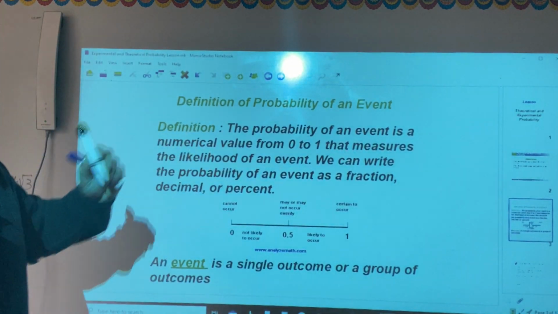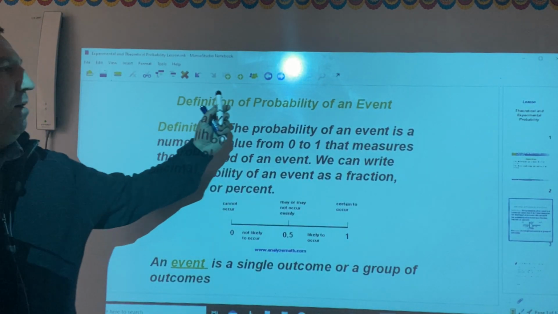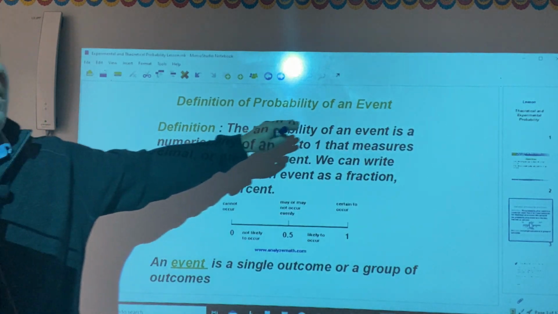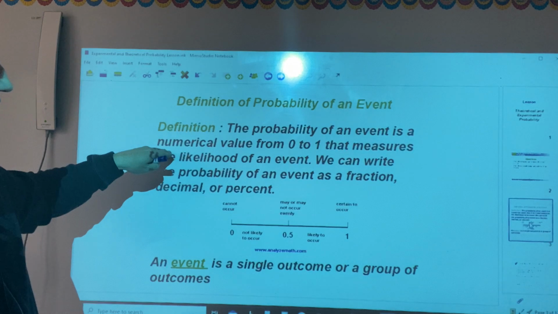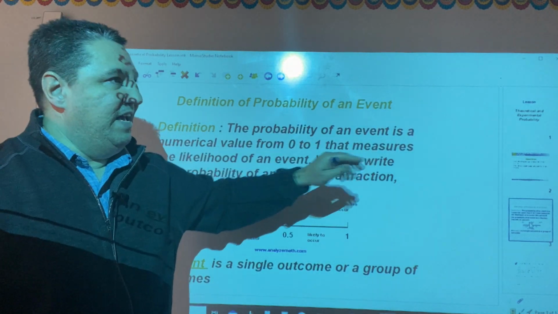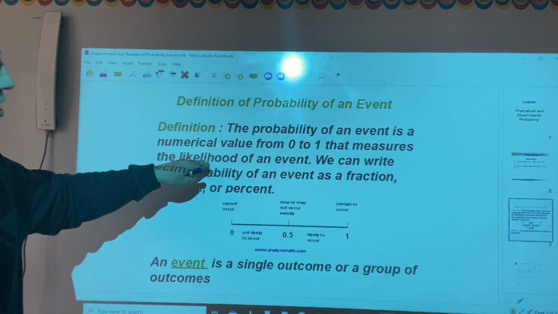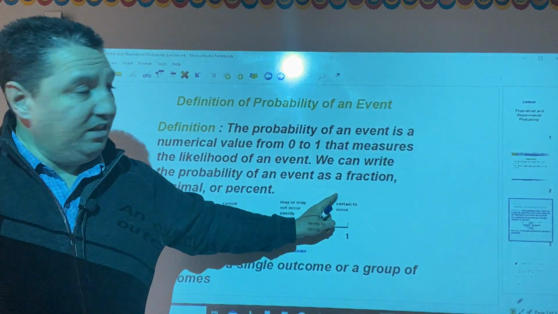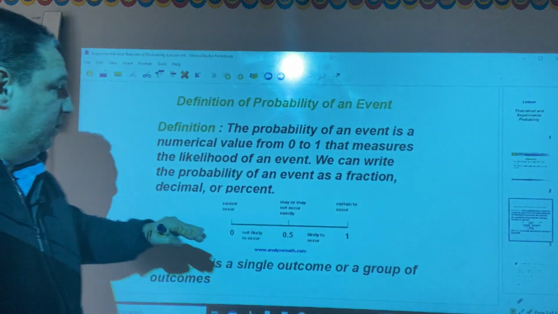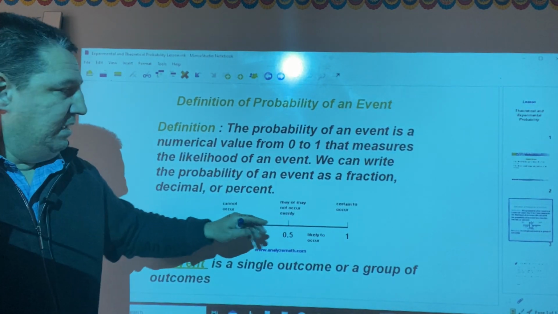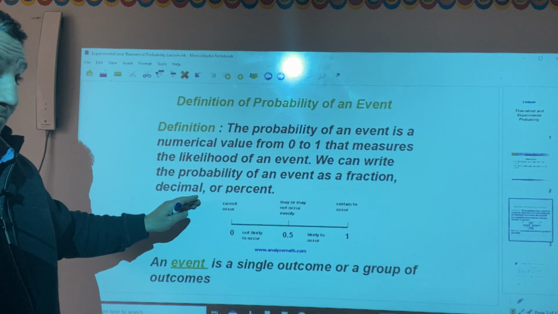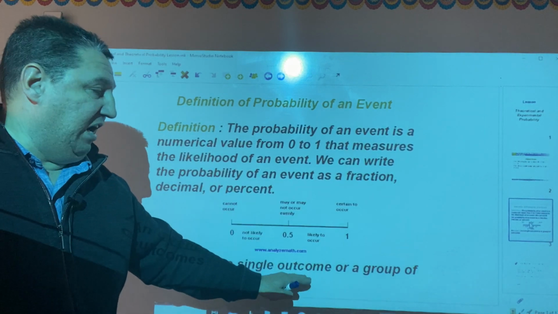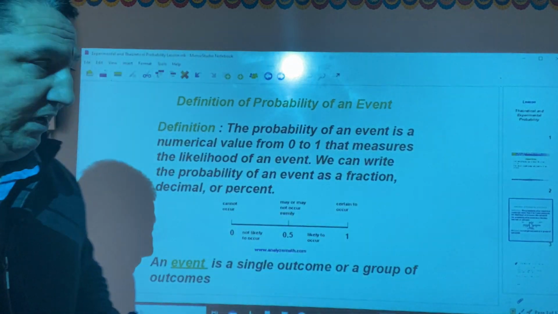Now, first, let's define probability. What is a probability? The probability of an event is a numerical value from 0 to 1 that measures the likelihood of an event. We can write the probability of an event as a fraction, decimal, or percent. Now, an event is a single outcome or a group of outcomes, right?